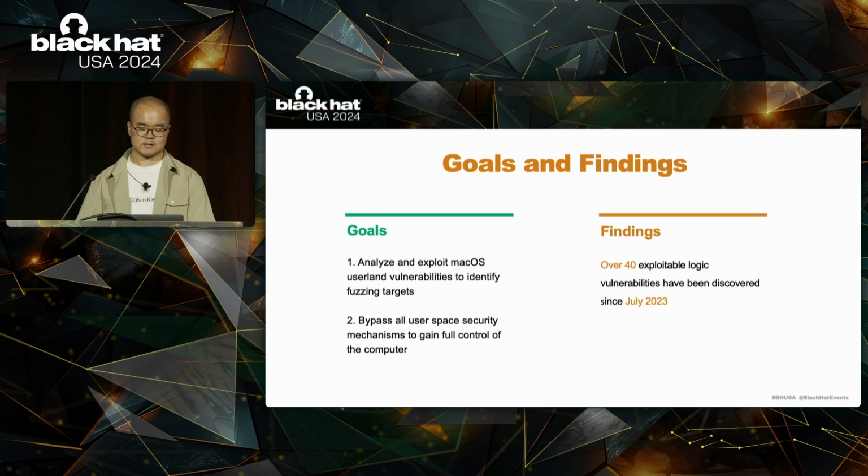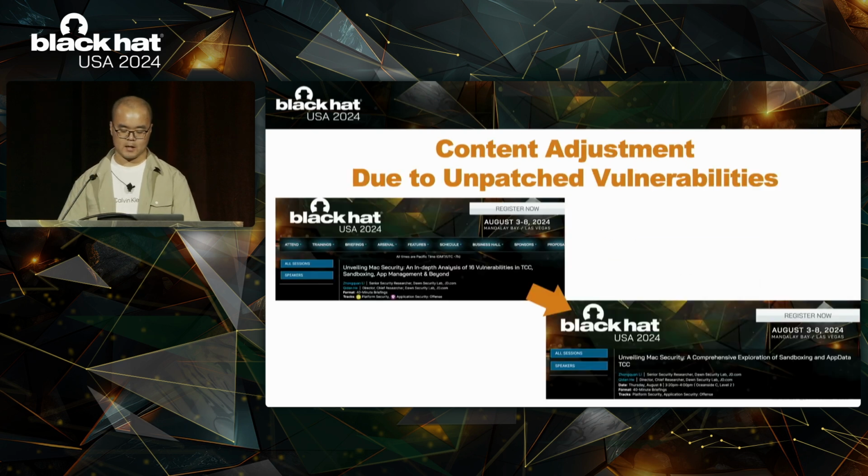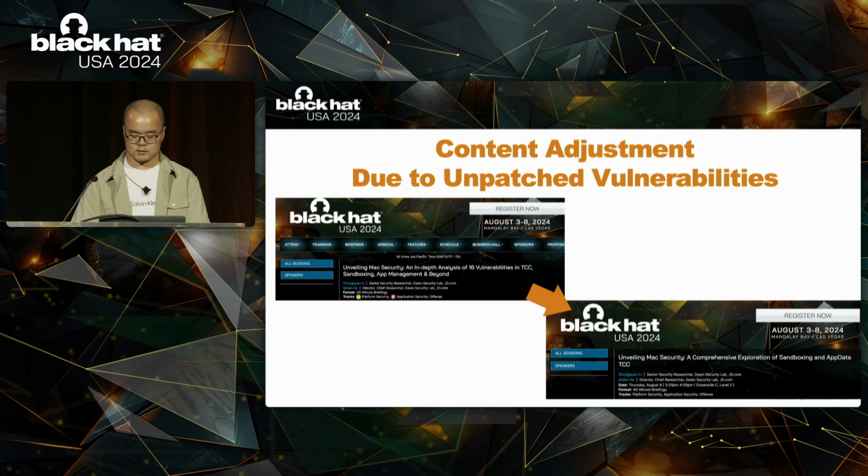So my goals are simple. I want to analyze and exploit macOS userland vulnerabilities to identify fuzzing targets. And I want to bypass all user space security mechanisms to gain full control of the computer. Now, over 40 logical vulnerabilities have been discovered since July 2023. I planned to disclose 16 vulnerabilities, but Apple responded that they cannot fix them all. So I have to omit some details in this presentation.